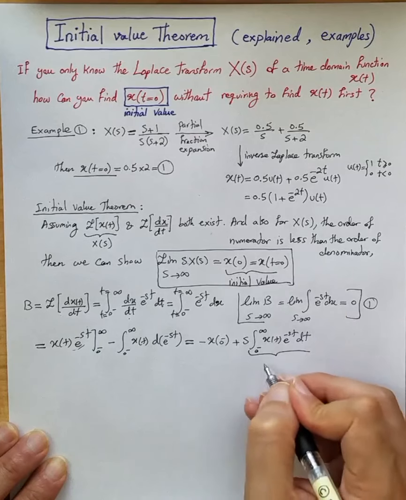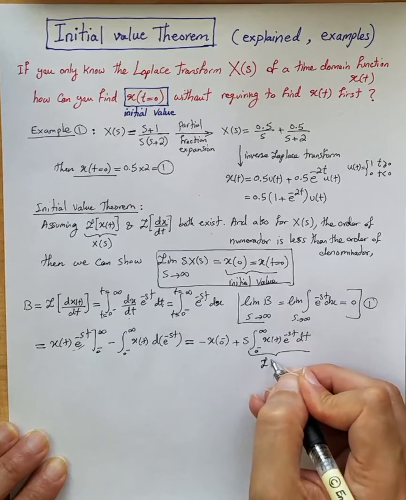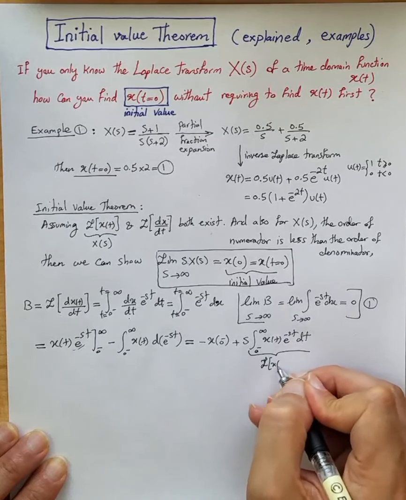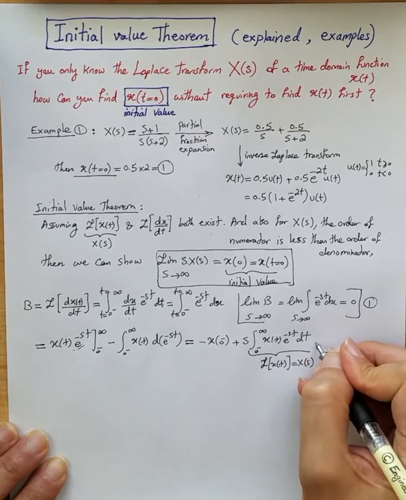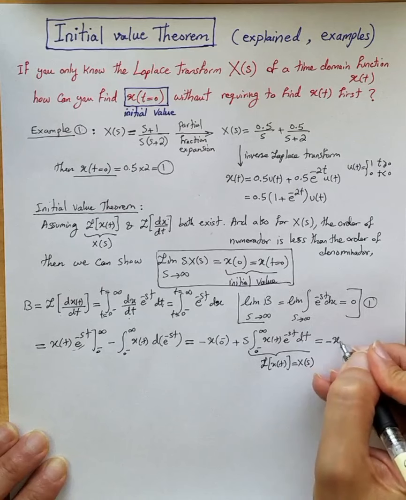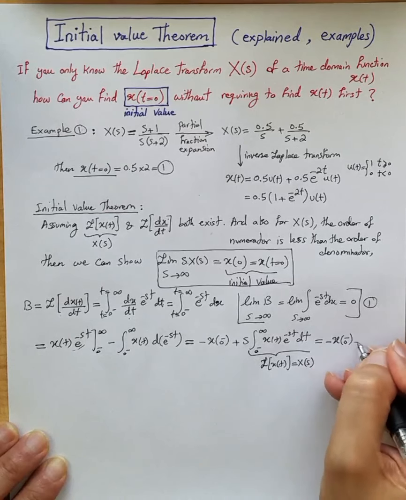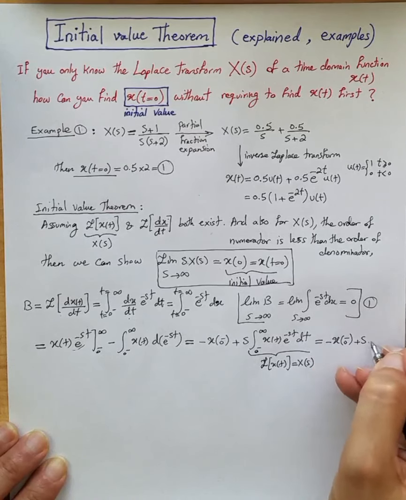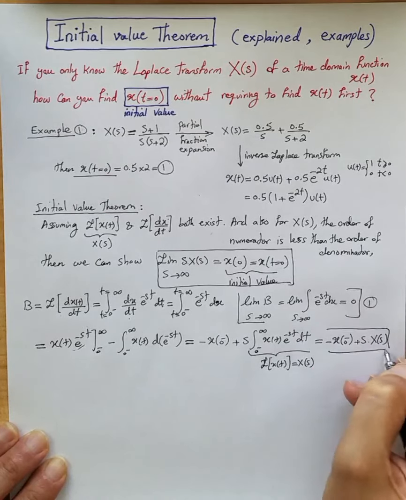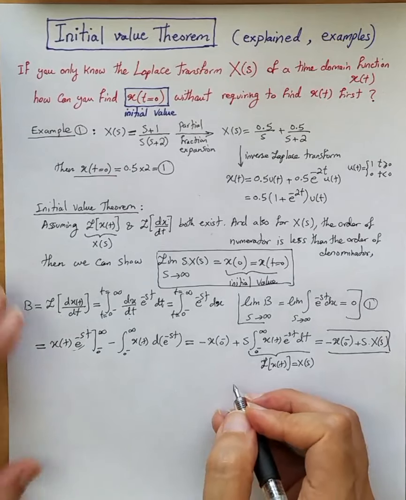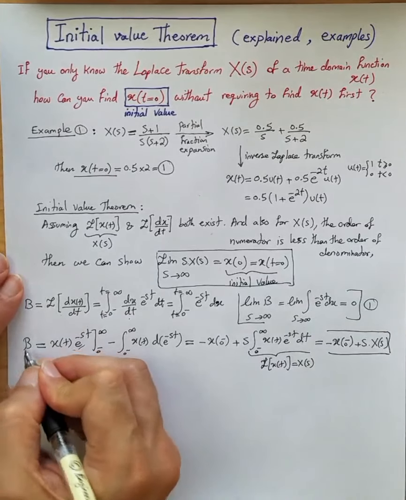Alright, this is well known. That is just the Laplace transform of x of t, basically just x of s. So the final outcome is negative x of 0 minus plus s times x of s. Alright, so b is also equal to that.